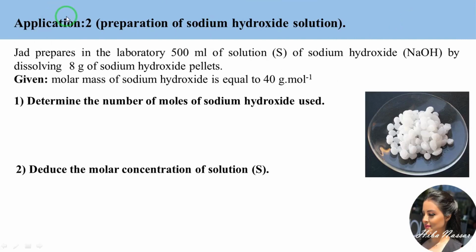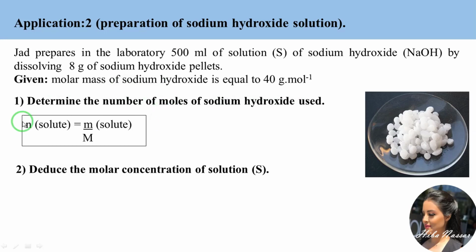Let's solve another application. Jad prepares in the laboratory 500 ml of solution S of sodium hydroxide NaOH by dissolving 80 gram of sodium hydroxide pellets. Given molar mass of sodium hydroxide is equal to 40 gram per mole, determine the number of moles of sodium hydroxide used. So you have to calculate small letter n.